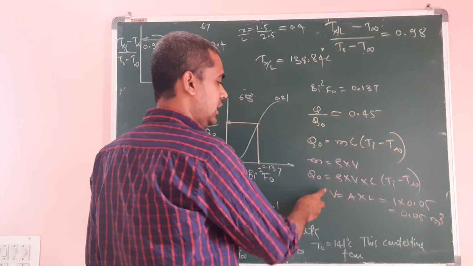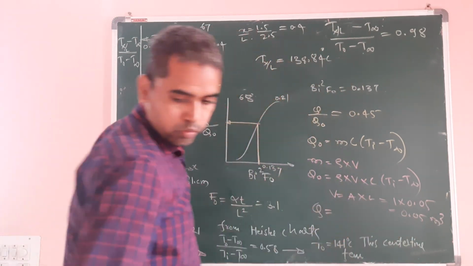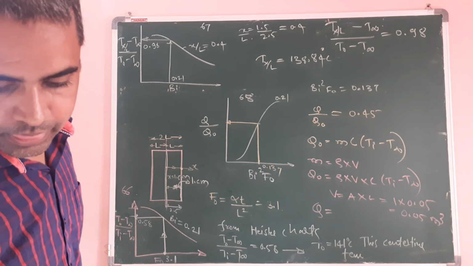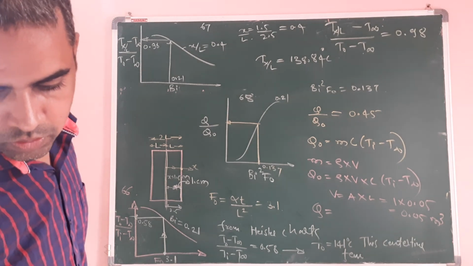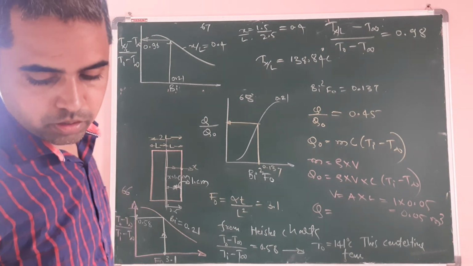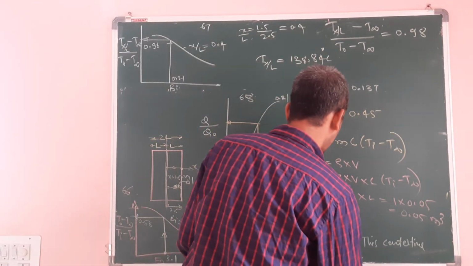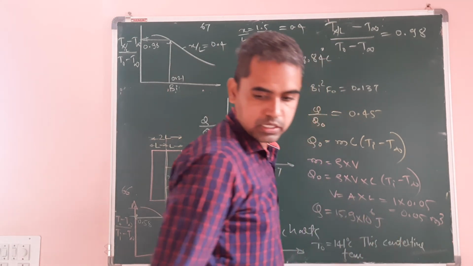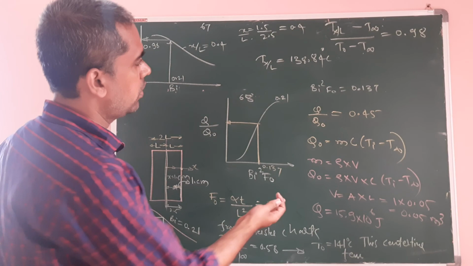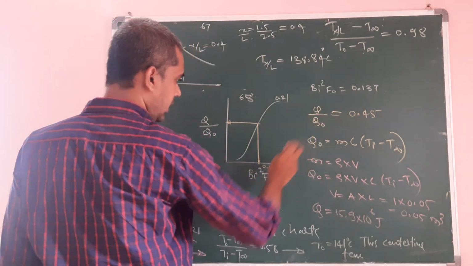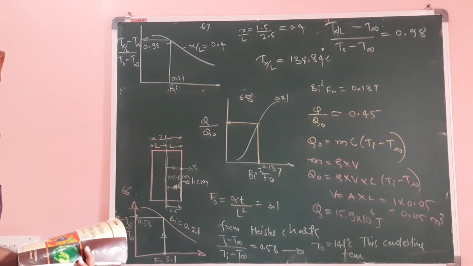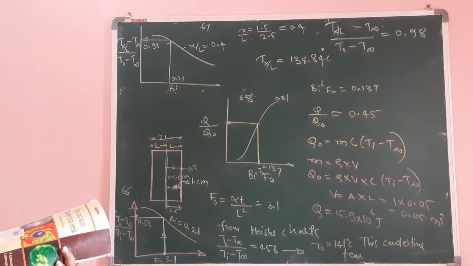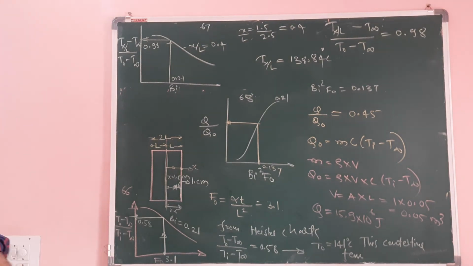If you know the density and calculate, you will get the Q naught value as 15.9 into 10 raised to 6 joules. This is the Q naught value. Once you know the Q naught value, you have to substitute here, and you will get the Q value. Q value will be equal to Q naught into 0.45.